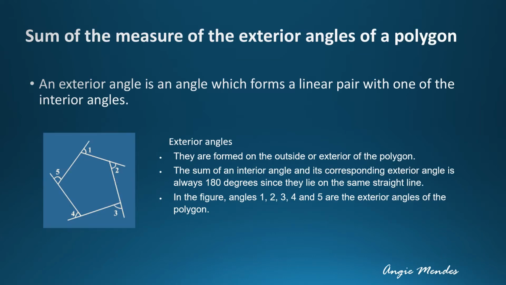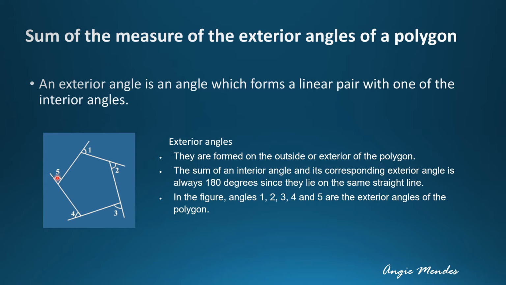Before we begin, let us try and understand what is meant by an exterior angle. An exterior angle is an angle which forms a linear pair with one of the interior angles. They are formed on the outside of the polygon. The sum of the interior angle and the exterior angle is always 180 degrees since they lie on the same straight line.